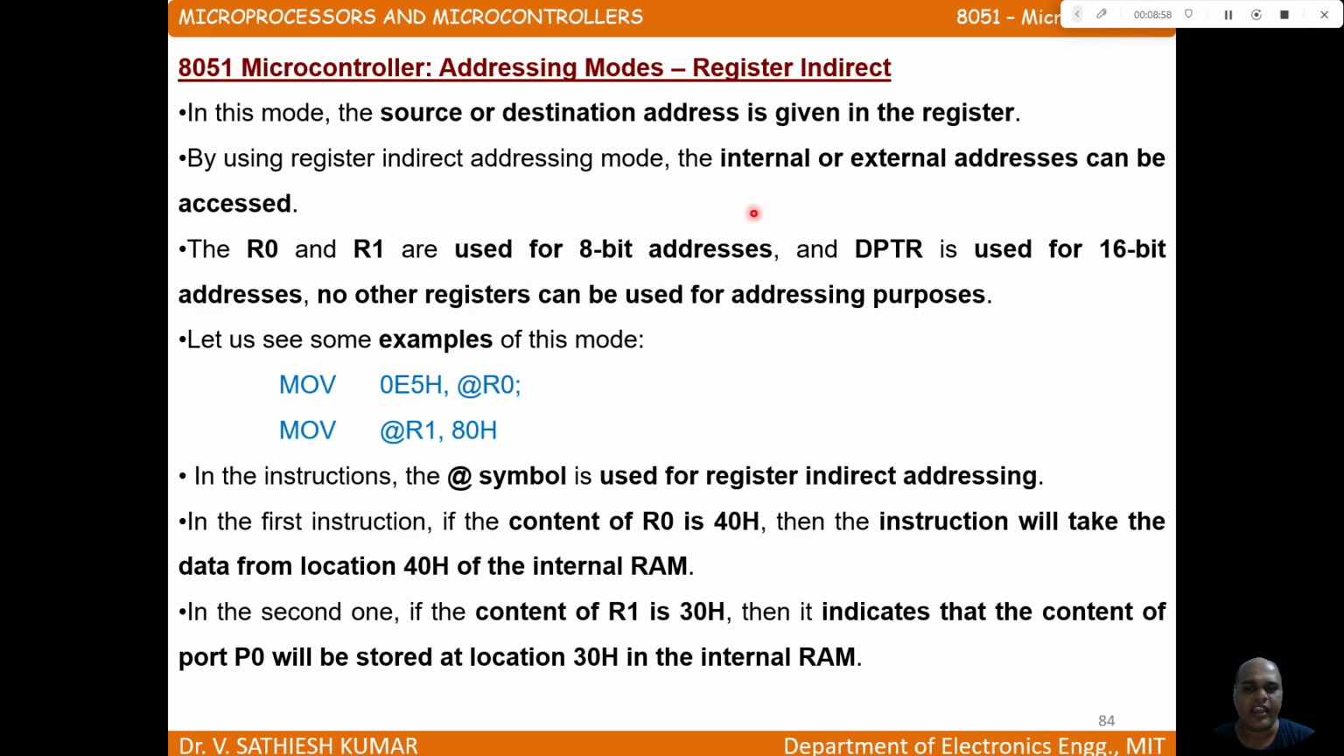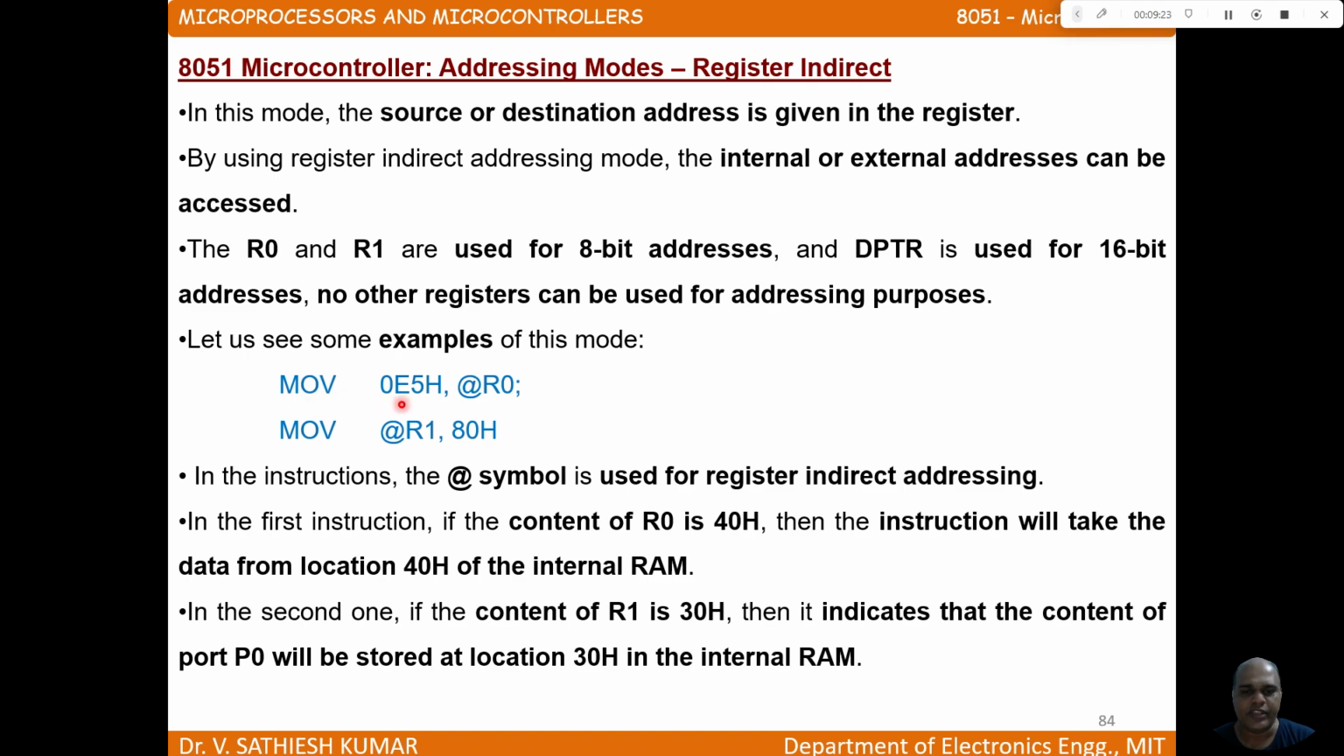If we have an 8-bit address, that 8-bit address can be stored in your R0 and R1. Other registers from R2 to R7 cannot be used for storing the address. Only R0 and R1 can be utilized. In case of a 16-bit address, we use a data pointer. So some of the examples are given here.